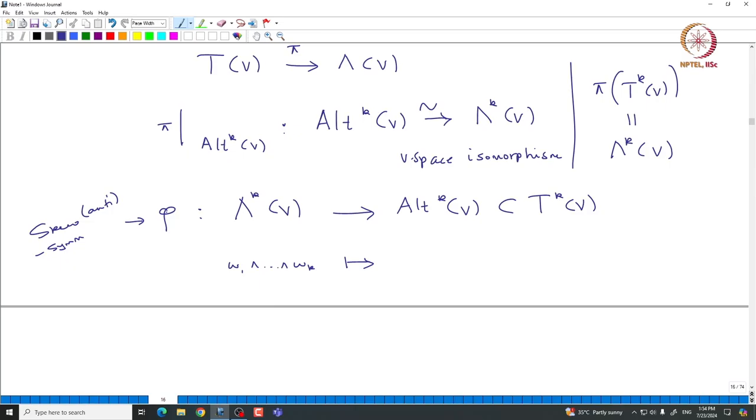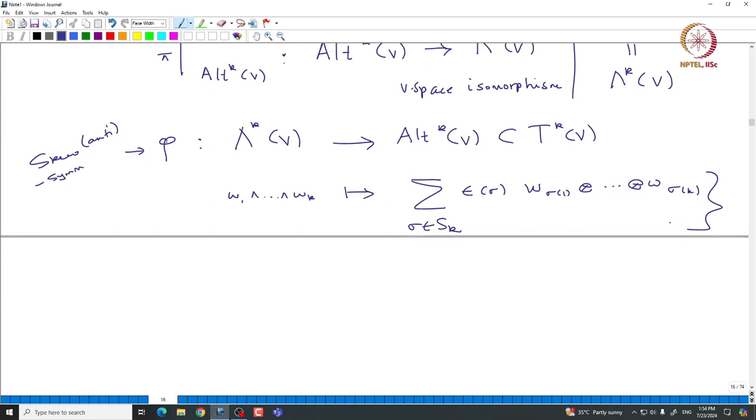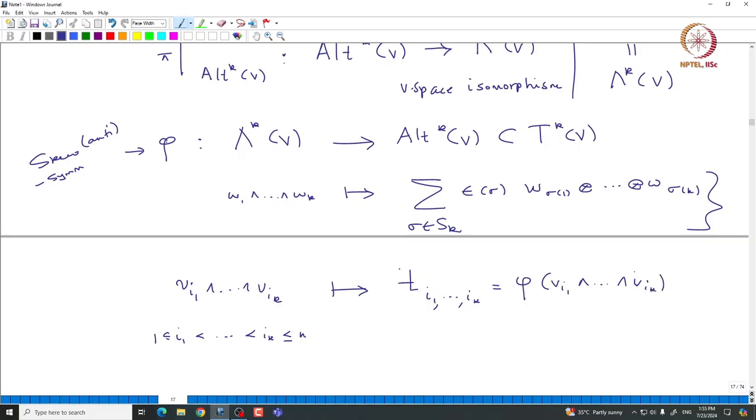So now if you take this w1 wedge etc wedge wk, you send it to the summation, since we are doing anti-symmetrization, we take the sign of sigma and apply it here: sign of sigma times w_sigma(1) tensor etc tensor w_sigma(k), where sigma runs over S_k. Okay, it is easy to check this element is indeed an element inside Alt^k(V), and if you start with the basis of Lambda^k(V), which is the natural basis that we have already given, v_i1 wedge etc wedge v_ik, where i1 is strictly less than etc less than ik, and each comes from between 1 and n, and take its image, let us say phi of v_i1 wedge etc wedge v_ik, which we call t_i1 etc i_k, these elements will form a natural basis.